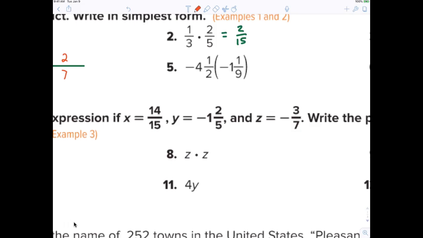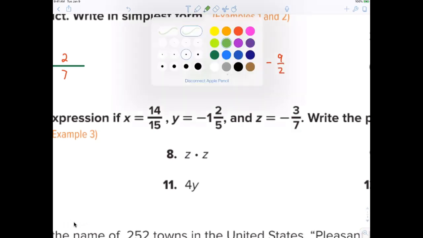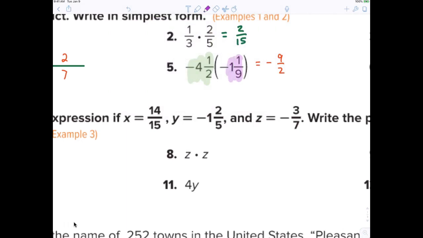2 times 4 plus 1 is 9, and then 1 times 1 plus 1 is 10. So what's the first fraction going to change to? Negative 9 over 2. And then the next fraction is going to change to what? Negative 10 over 9. Times negative 10 over 9. So you don't have to write the original problem. You can just convert them right off the bat to improper fractions.